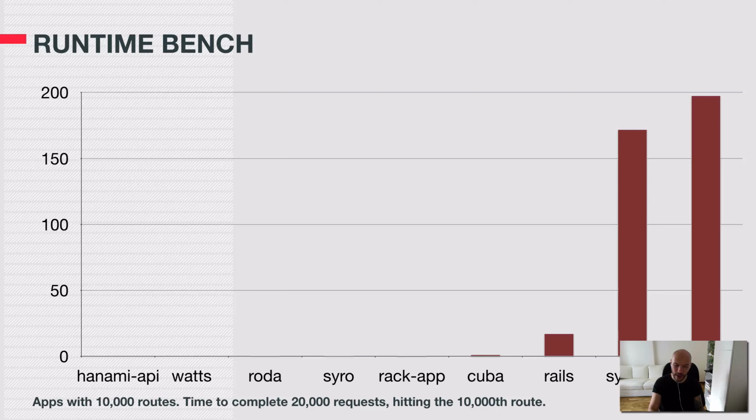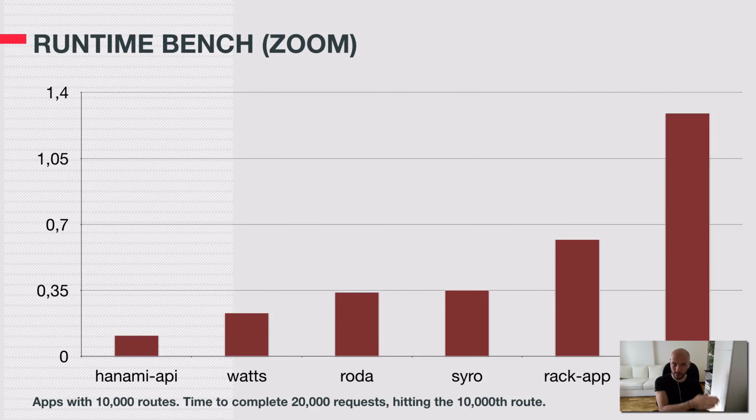If we just zoom in on the left side of the previous slide, we see that Hanami API is the fastest one. It takes 1.11 seconds to complete, and Roda 0.34. So it's very, very fast on the runtime. Again, great performance was one of the reasons why I wanted to create Hanami API, to make the power of the router available for everybody, to have API apps just ready to be used, right?